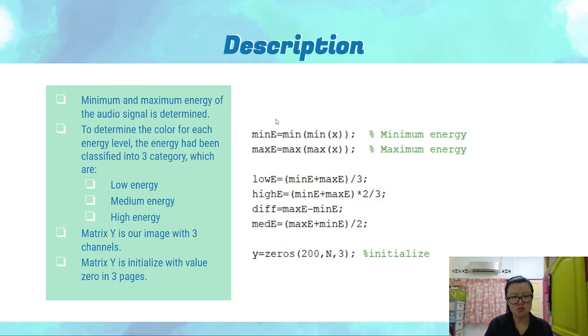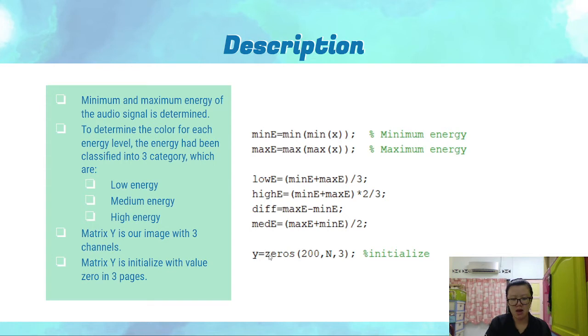Next, we need to determine the minimum energy and the maximum energy. To determine the color for each energy, I have divided the energy into 3 categories. Low energy is the sum of minimum and maximum energy multiplied by 1/3. Medium energy is the mean, the average energy. And for the high energy level, I multiply the sum of minimum energy and maximum energy by 2/3.